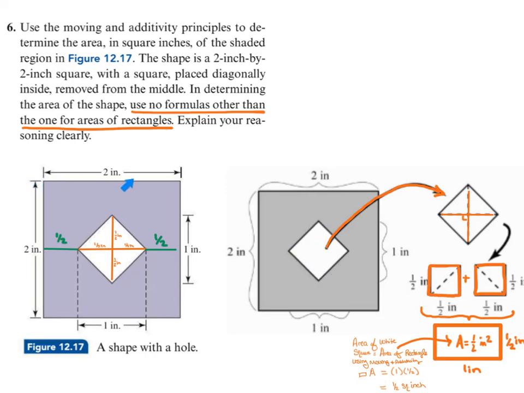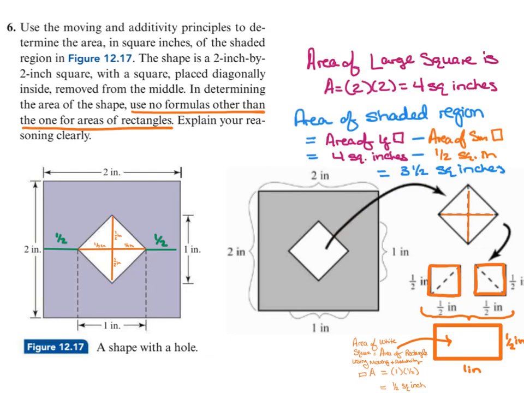So if we find the area of the large square and subtract the area of this rectangle, we'll have the area of the shaded region. So the area of the large square is a 2 by 2. So 2 inches by 2 inches gives us 4 square inches. If we subtract the area of this rectangle, which was a 1/2 a square inch, we'll end up with 3.5 square inches for the shaded area.